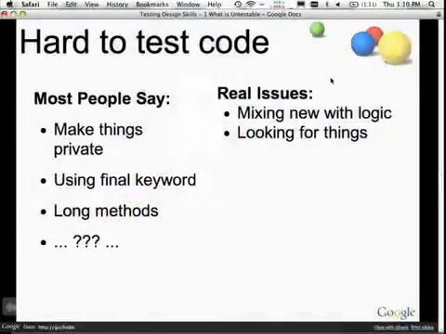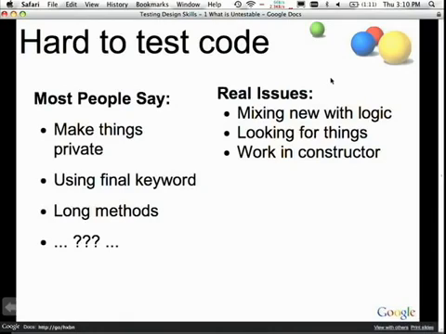Looking for things, and we do this in our code all the time. Doing work in a constructor makes it really hard to instantiate things inside of your test. Having global state, which is essentially where all of the uncertainty comes from. Singletons, which is just another name for global state. And static methods, which is essentially procedural programming.